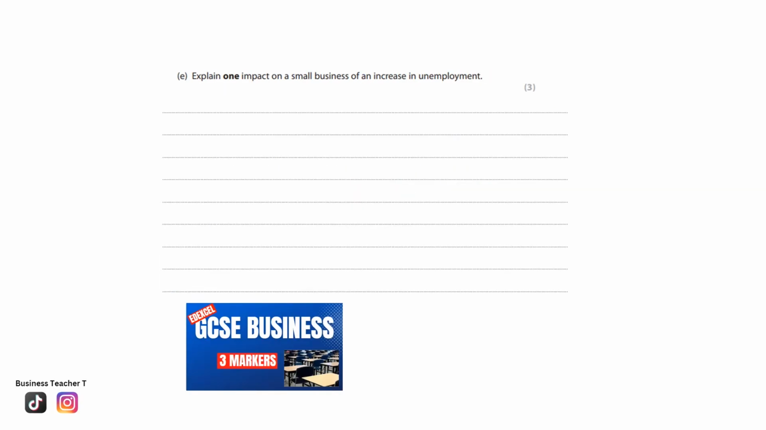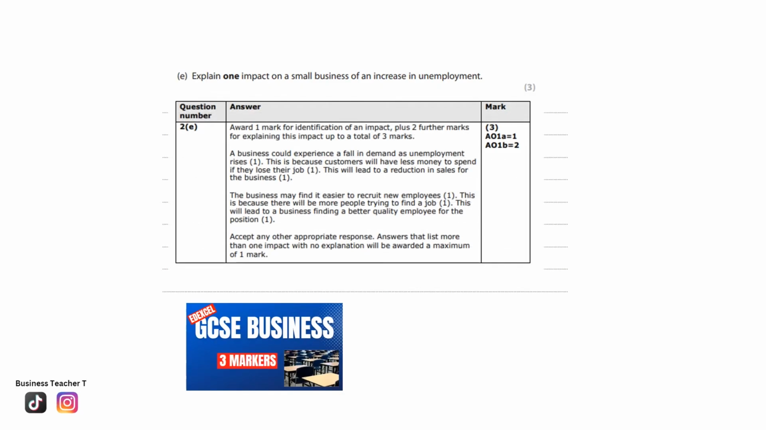Explain one impact on a small business of an increase in unemployment. Let's take a look at the possible answers. A business could experience a fall in demand as unemployment rises. This is because customers will have less money to spend if they lose their job. This will lead to a reduction in sales for the business. Or, the business may find it easier to recruit new employees. This is because there will be more people trying to find a job. This will lead to a business finding a better quality employee for the position.